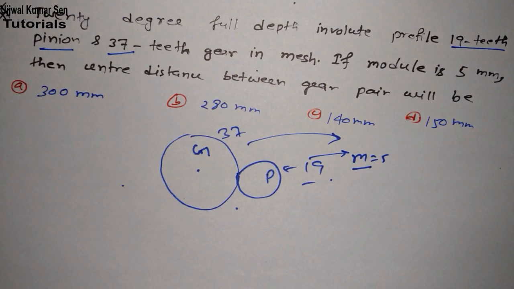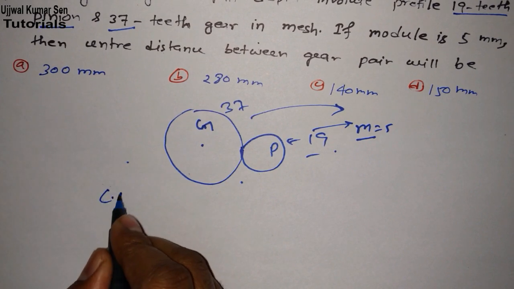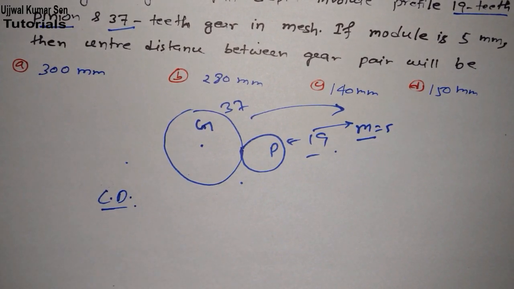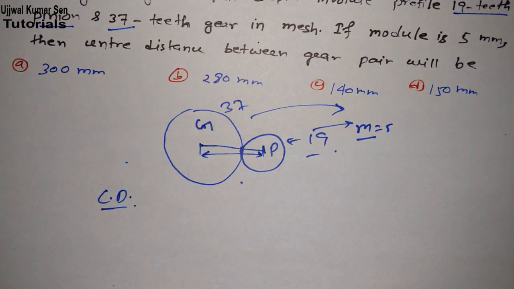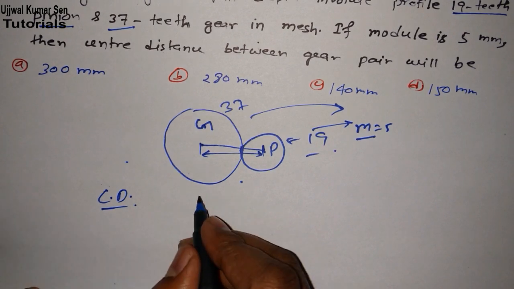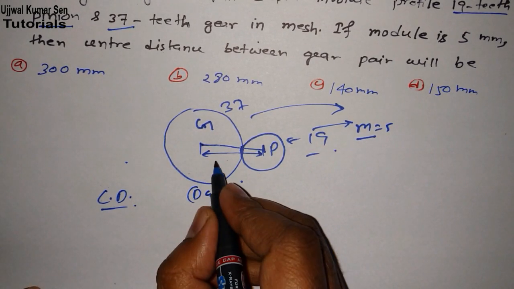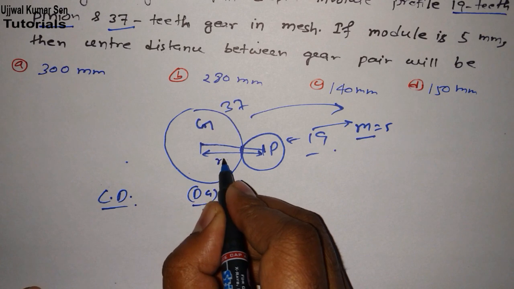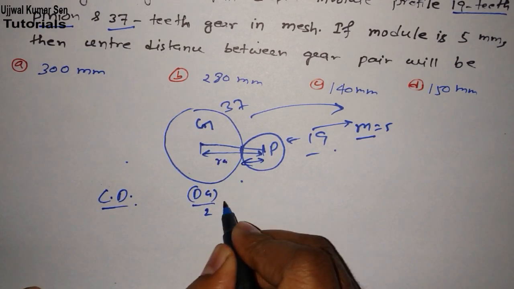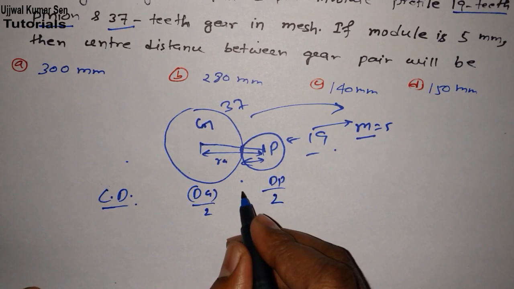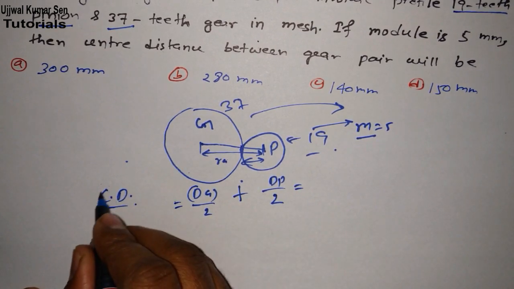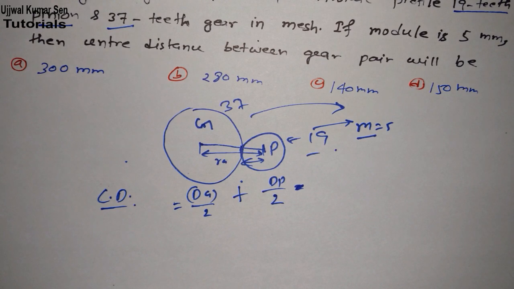We have to find the center distance, that means CD. You know what center distance is: from here to here, it is known as center distance. So how can we find it? Simple: find the diameter of the gear and divide by 2 to get its radius. In the same way, find the diameter of the pinion and divide by 2. If we add both of them, we get the center distance. Got it? Now we understand what to do.